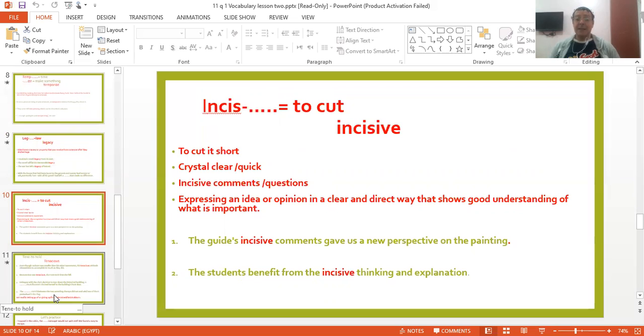Okay, let's move to some other vocab item. Incisive. Incise means to cut. So incisive means to cut it short. So something incisive could be short and clear. Incisive comments or questions. The guide's incisive comments gave us a new perspective on the painting. So incisive could mean clear and short.